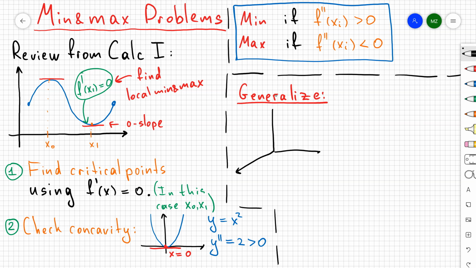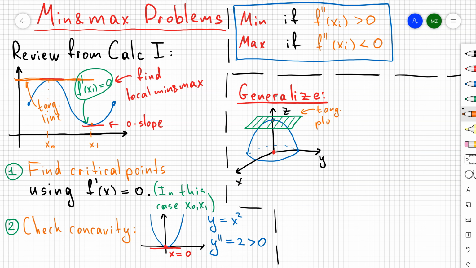So let's keep those two steps in mind, and let's generalize them to multivariable functions. First, let's sketch a multivariable function. In this case I'm going to take a paraboloid which points down, and you can observe that for that paraboloid we have just one local maximum. At our local maximum, if before our tangent line was parallel to the x-axis, then in multivariable calculus our tangent plane is going to be parallel to the xy plane at the critical point.